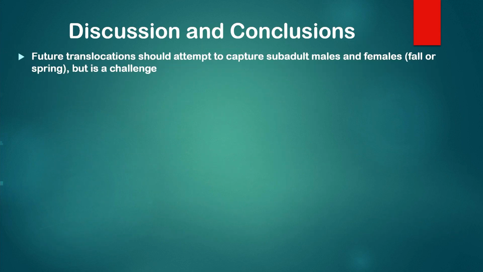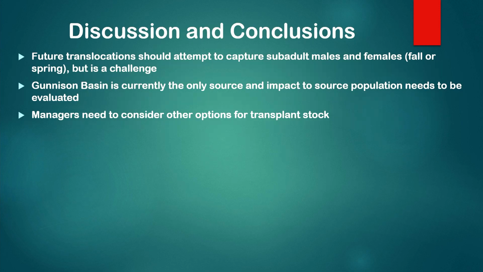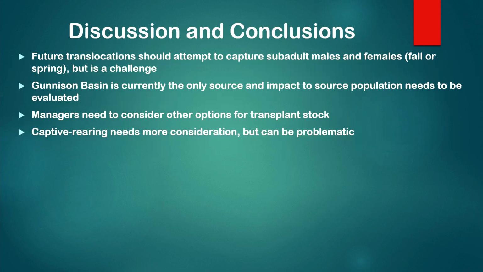For future translocations, we should attempt to capture subadult males and females. I've caught a lot of birds. I know that's almost impossible to do, but we have to try if we can. Gunnison Basin is currently our only source population, and we need to evaluate the impact of taking birds on that source population. Managers must start to consider other options for translocation, and the 1,000-pound gorilla in the room is captive rearing.